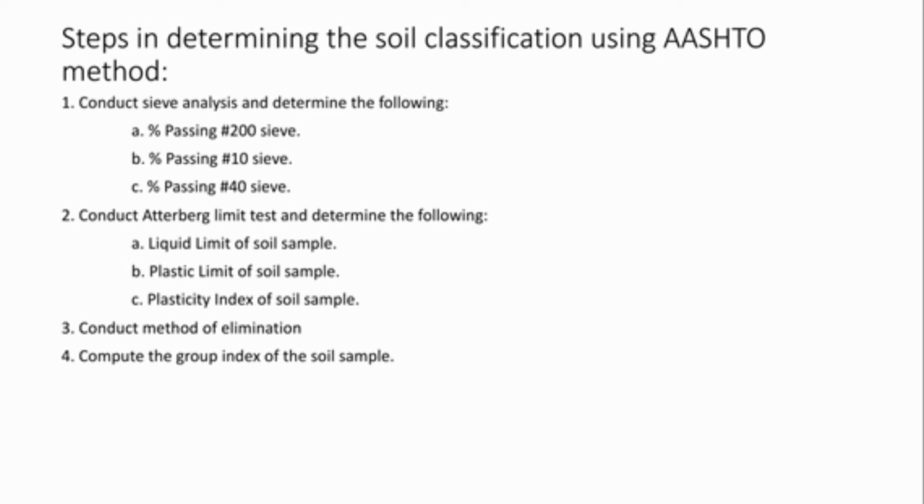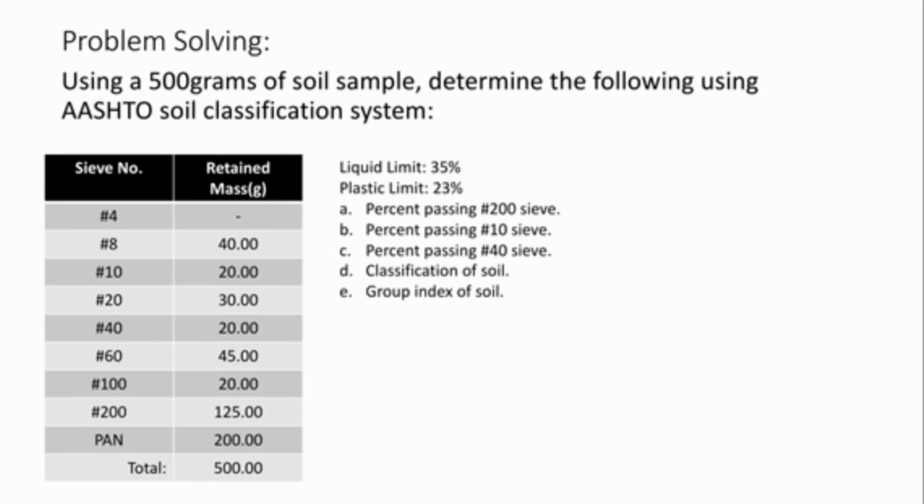So, I already discussed to you the formula we will use in identifying the group index of the soil. So, let's go to our problem solving. Using a 500 grams of soil sample, determine the following using the AASHTO soil classification system. Here is the table given below. The soil is already sieved, and the liquid limit and the plastic limit are also given.